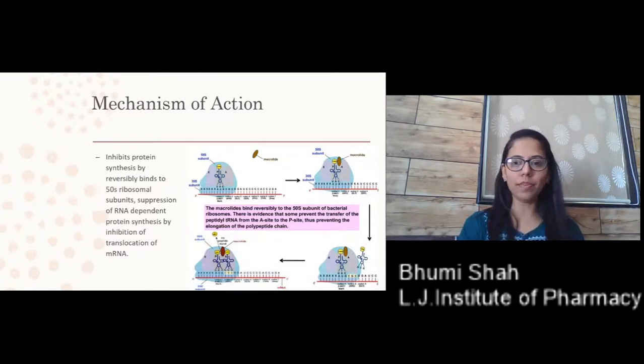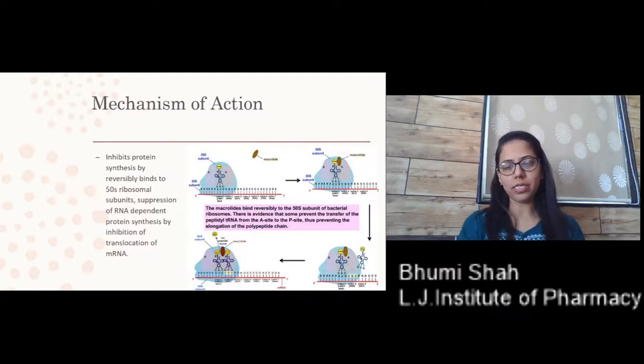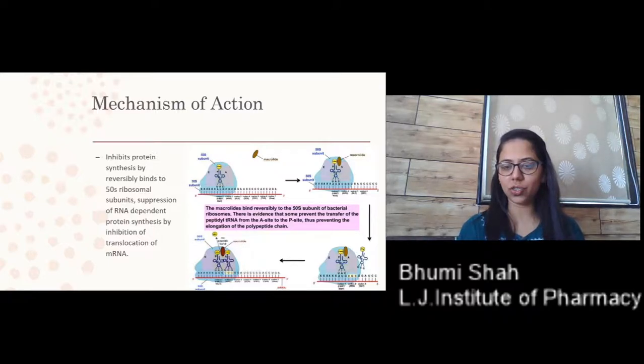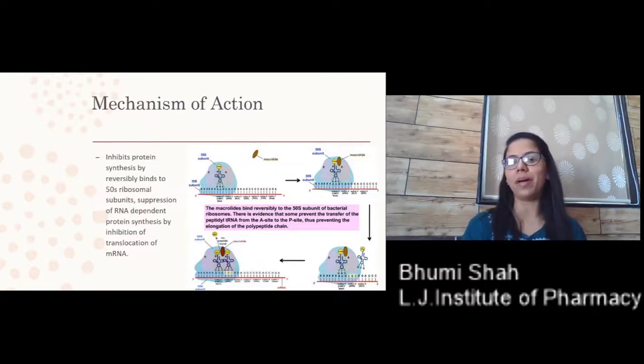Then the mechanism of action, the most important part. How does the antibiotic act? One kind of mechanism we can say is that they inhibit bacterial protein synthesis. How? They bind themselves to the 50S ribosomal subunit and suppress RNA dependent protein synthesis. See here in the figure, I have shown a macrolide molecule that comes and binds with the 50S subunit so that it prevents elongation of the polypeptide chain. So ultimately there is hindrance in protein synthesis, right?